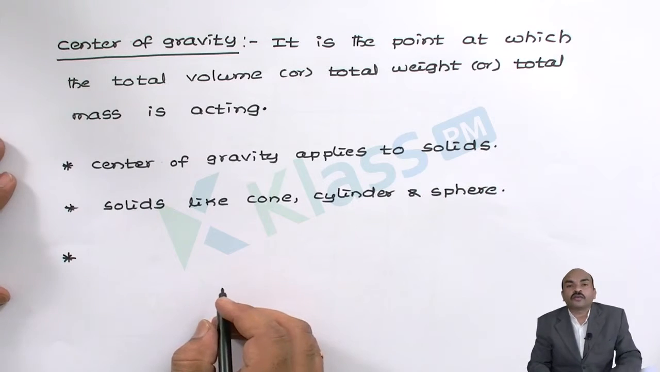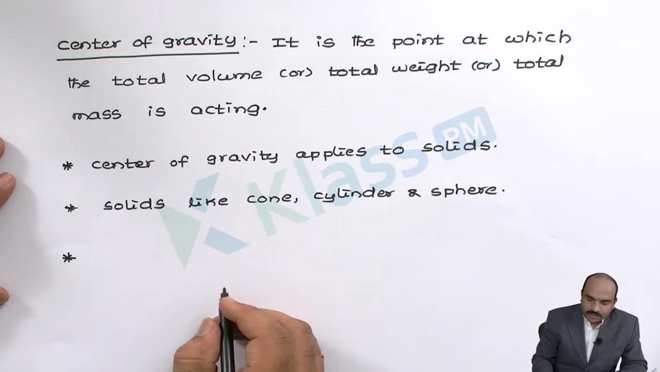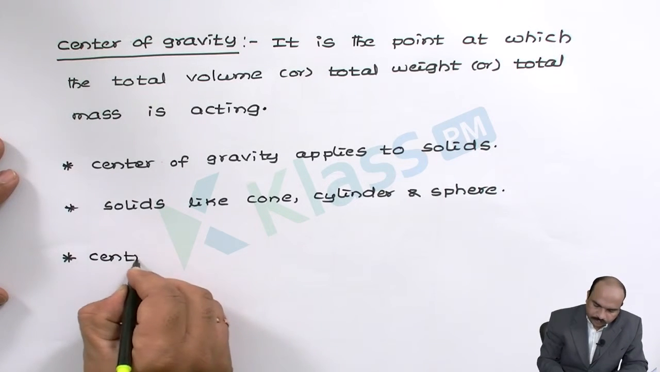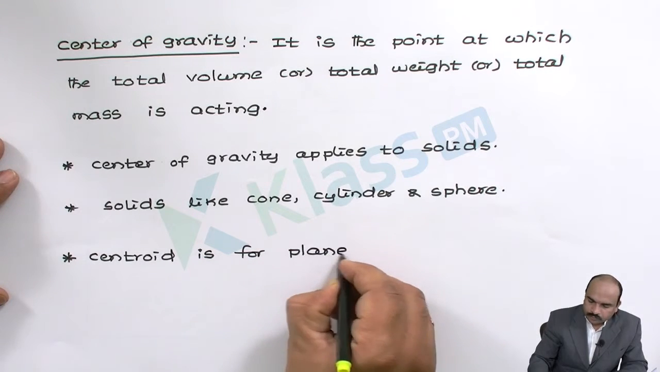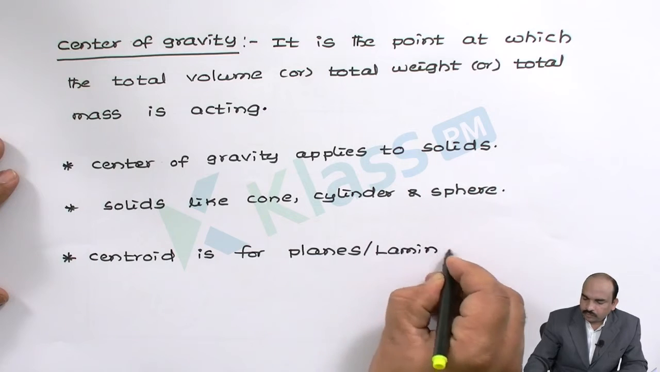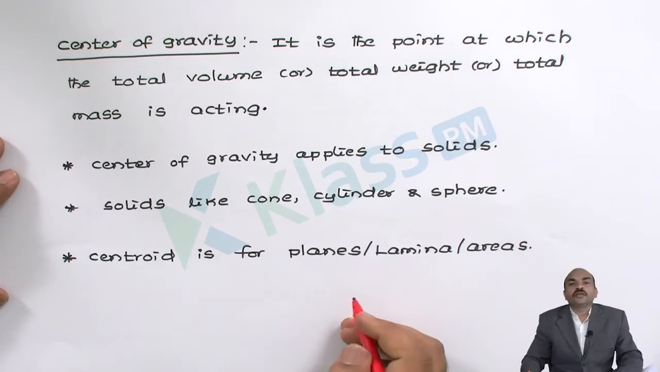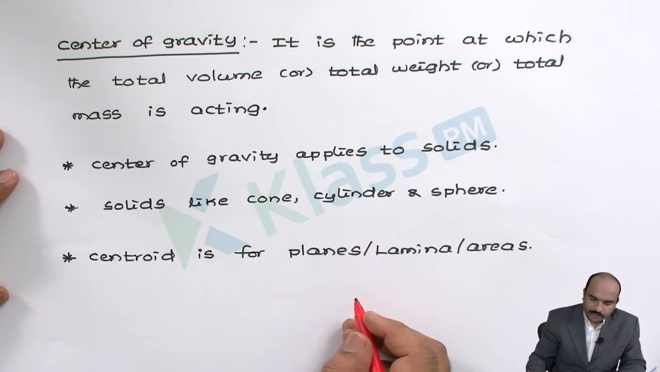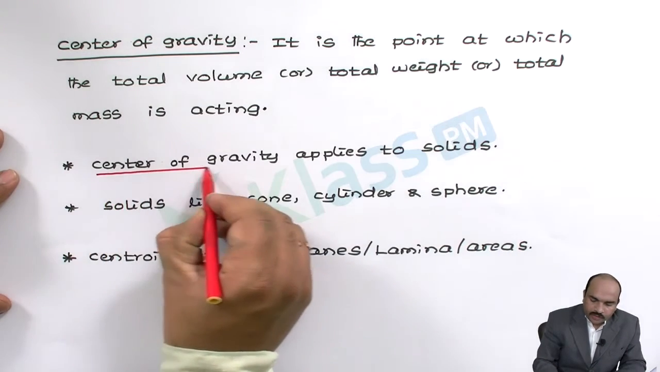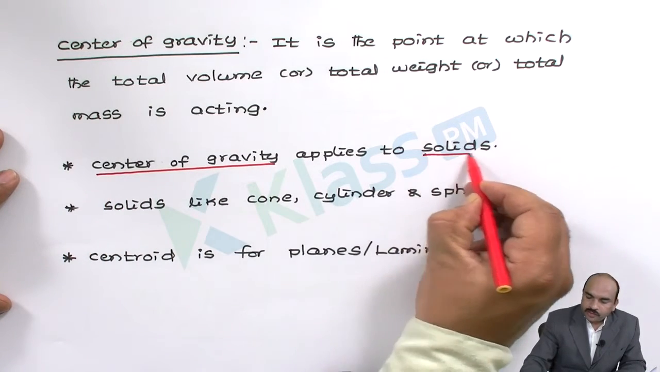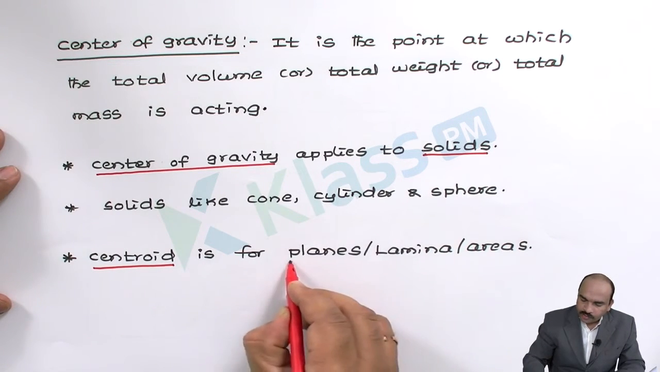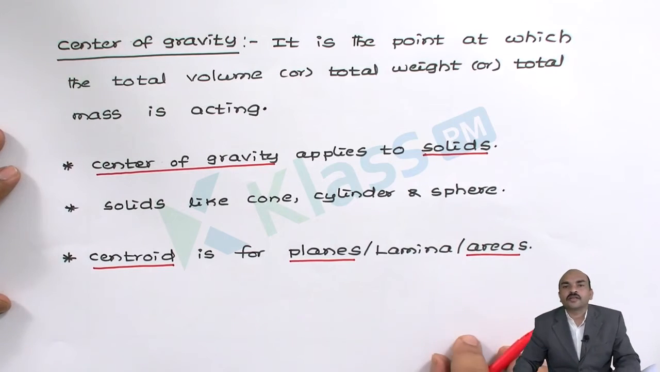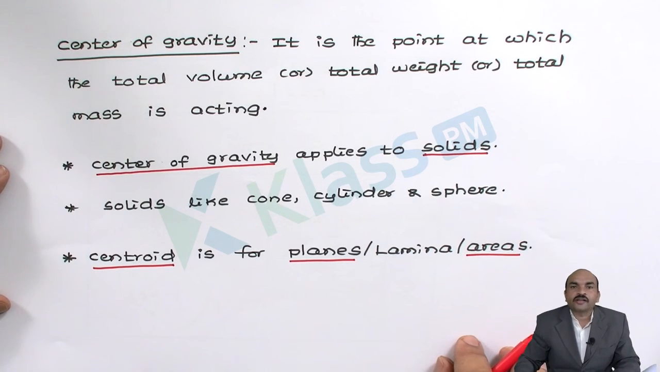Now there is another word called centroid. That centroid we will be using only for planes. See, don't confuse centroid and center of gravity. Center of gravity is used for solids and centroid we will be using for planes or areas. So that is the difference between centroid and center of gravity.